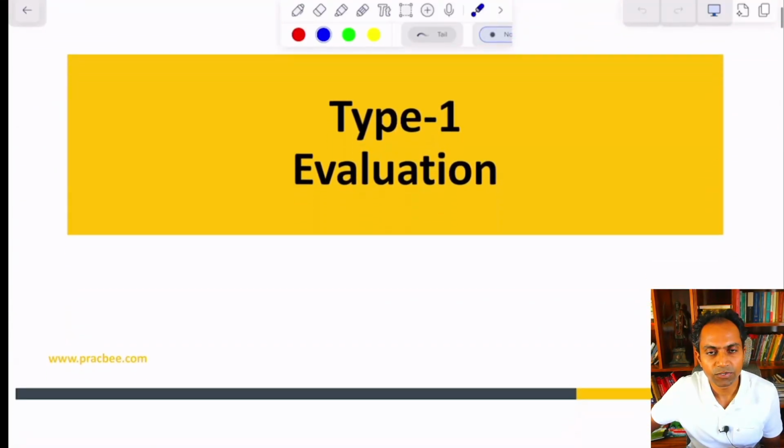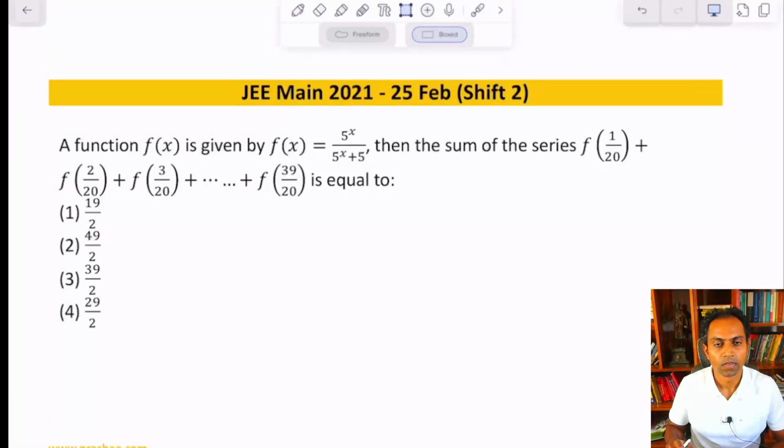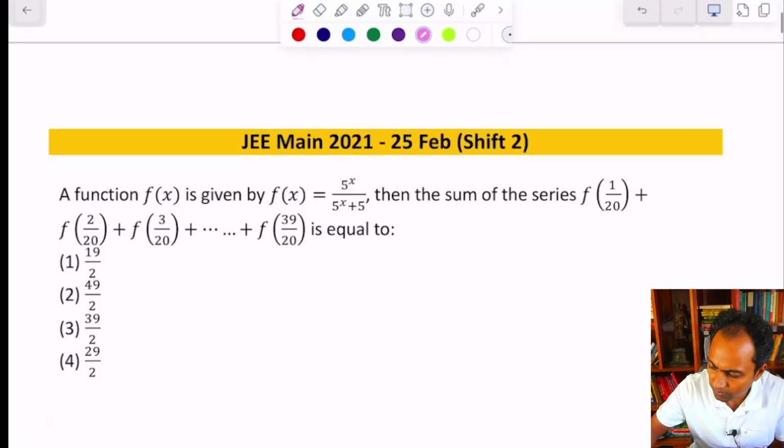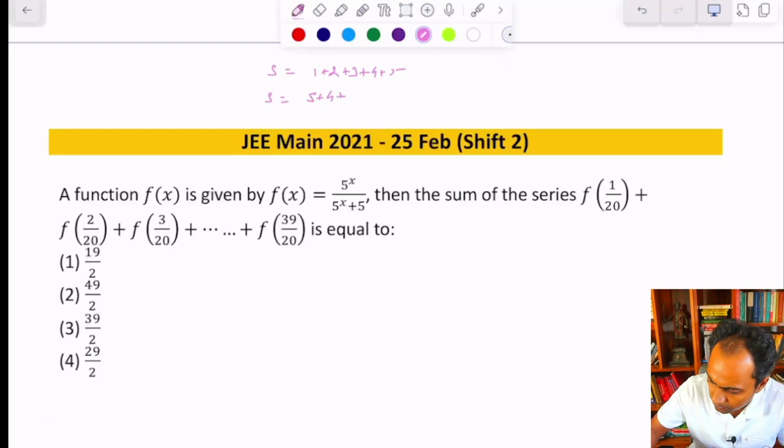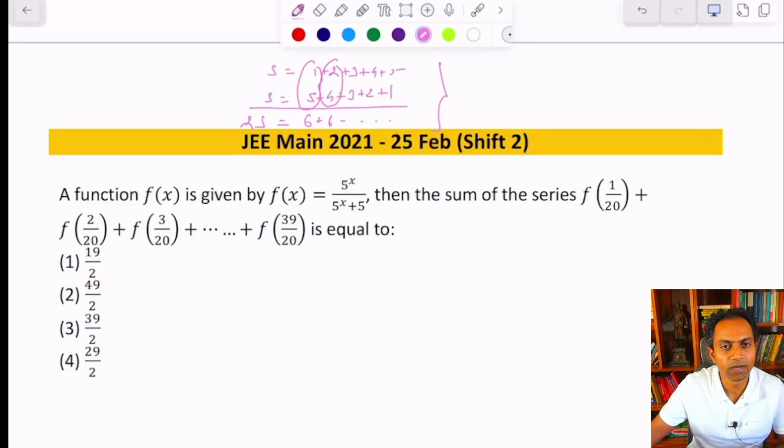So if I start with the first problem type, it is based on evaluation. Now these kinds of questions are based on the sum of an arithmetic progression. When you derive the formula for the sum of an arithmetic progression, the logic is that if I want to sum 1, 2, 3, 4, 5, I will write them in ascending order, then write them in descending order, and then add them. If you add them, twice of S would be equal to, all of these sums will come out to be the same, 6, 6, and this will happen 5 times. We can use this idea to get the answer.